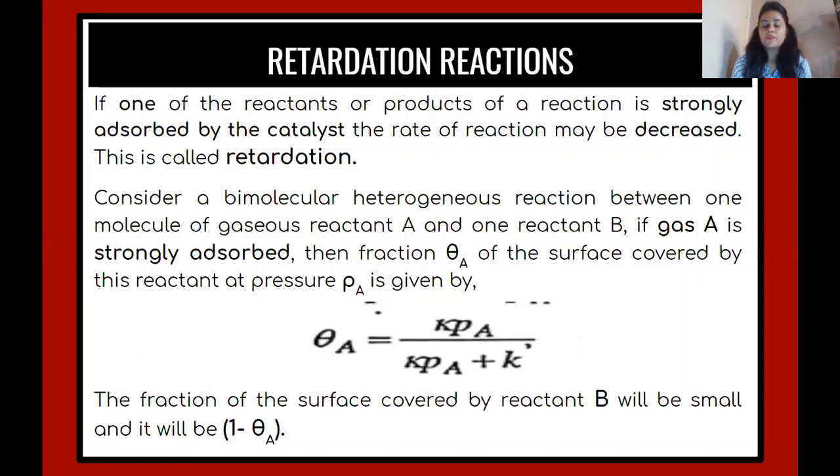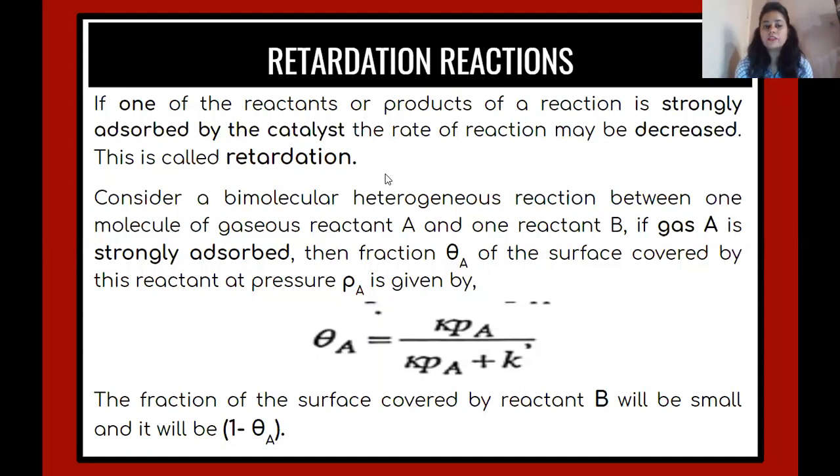The only difference is that in retardation reactions, generally one of the reactants or products that you are taking for a reaction will get strongly adsorbed by the catalyst. We added the catalyst in order to increase the rate of reaction. But instead of increasing the rate of reaction, the catalyst is directly adsorbing the reactants and products into it. So obviously, instead of the rate of reaction being increased, it will constantly be decreased. This process, wherein one of the reactants or products is getting strongly adsorbed by the catalyst, is called a retardation reaction or the retarding process.